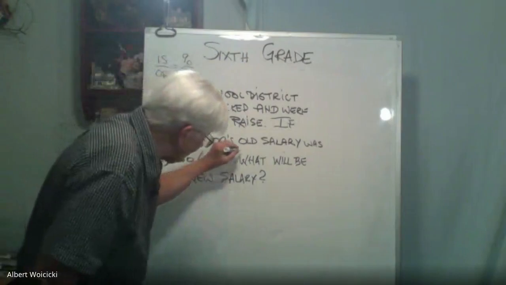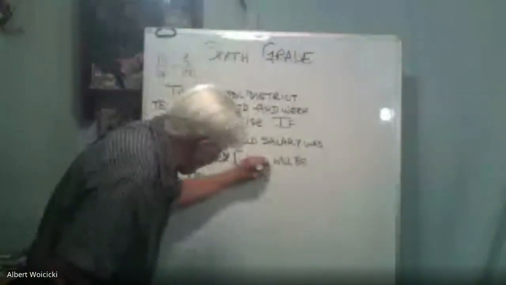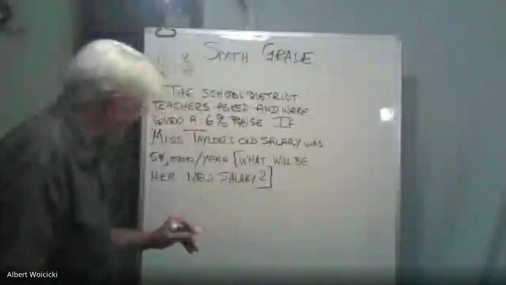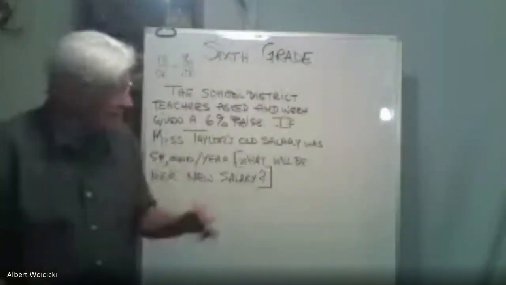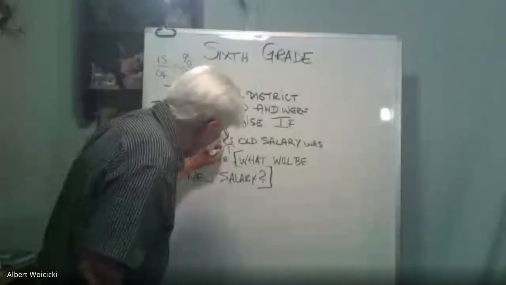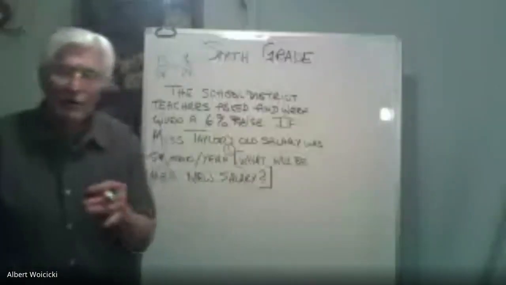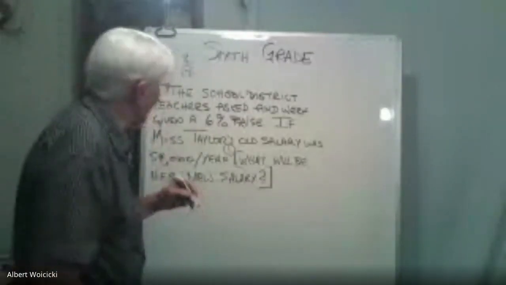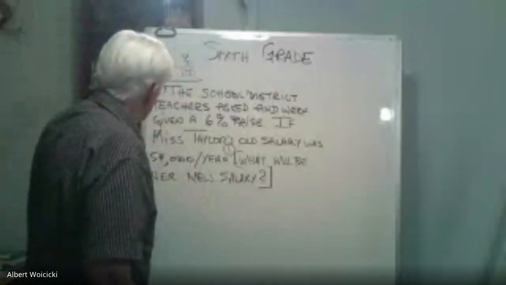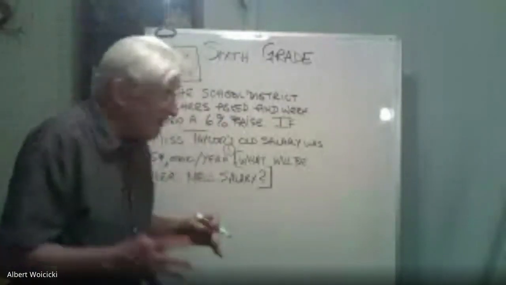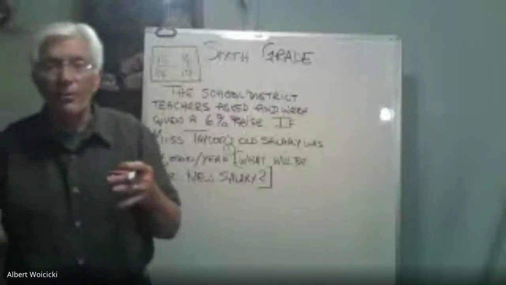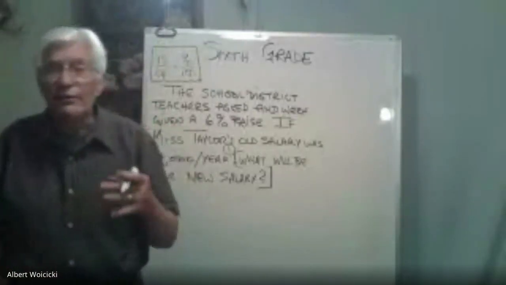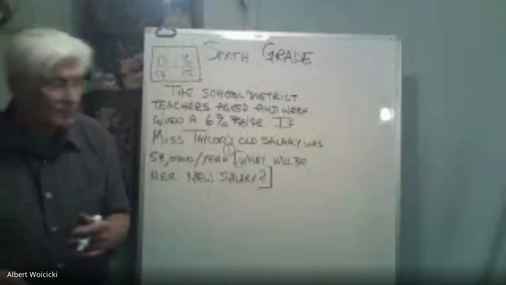And you want your students to write this down first. What will be her new salary? That should be number one written down on their paper. Then, secondly, this. Because this is the stabilizer of the problem. This is their thinking. This is how they get there.